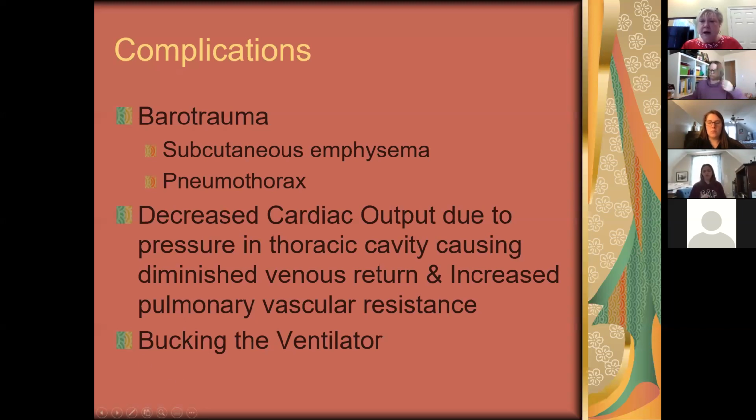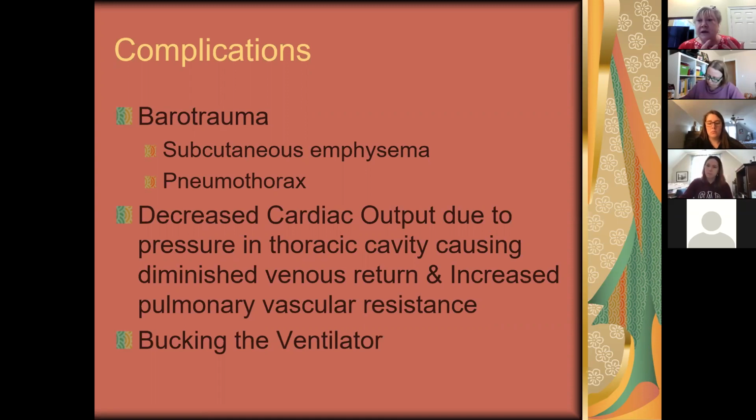But you don't have to know about care of a pneumothorax. If that's right there in the book, you don't have to study that. The other one is sub-Q emphysema. Now, sub-Q emphysema is crepitus. It's the Rice Krispies under the skin.